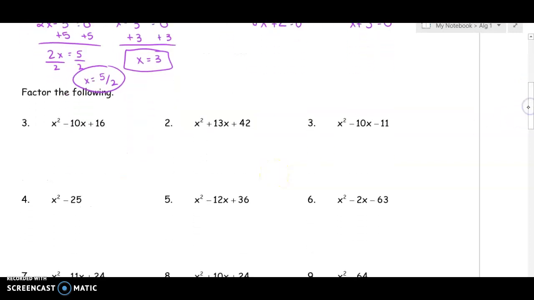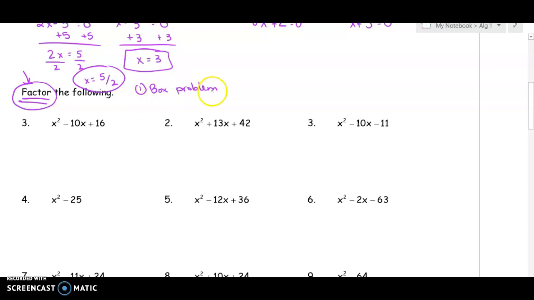These ones you'll notice just say factor. You'll notice there's no equal sign, there's no number, there's nothing after the x squared minus 10x plus 16. There's no equal sign, it doesn't say solve, so all you're going to do is factor. We are not going to end up with answers like x equals a number. With these ones, all you have to do is make sure it's in descending order, and you're going to do your box problem. All right, and that's about it.